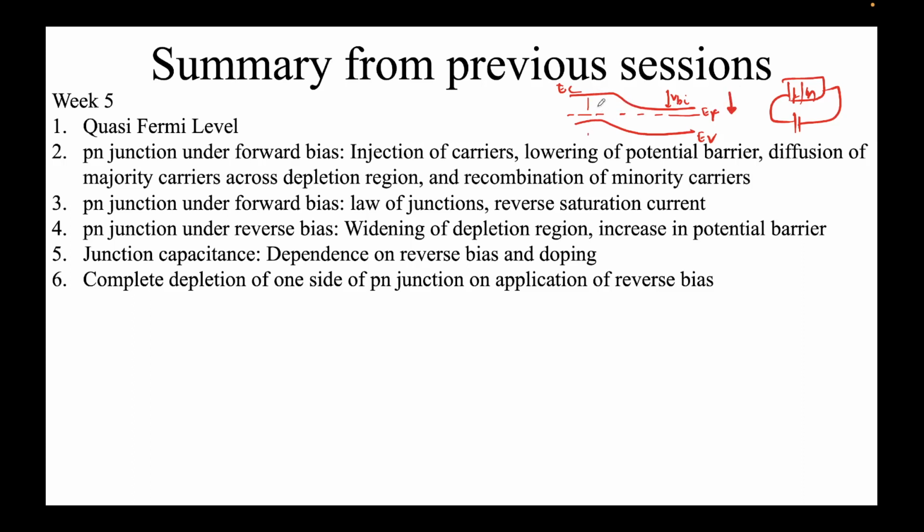However, what you will form here is a widening of the depletion region. This region will widen. And since there is a charge separation in space, this is also modeled using a junction capacitance.